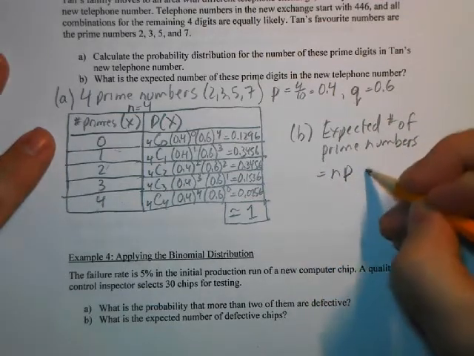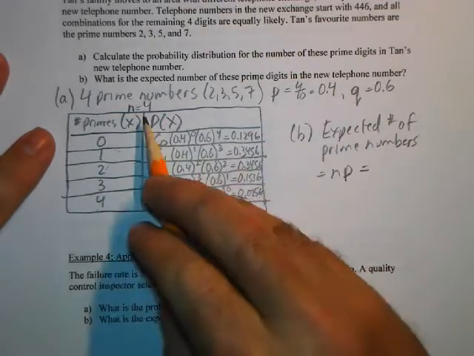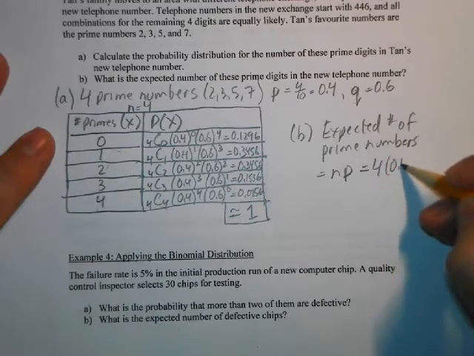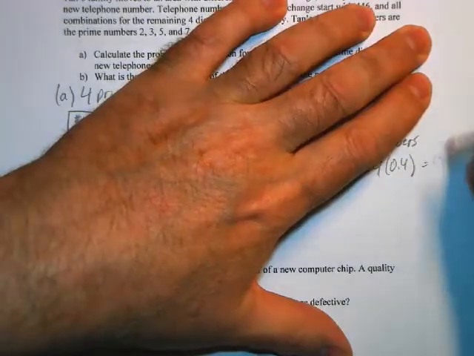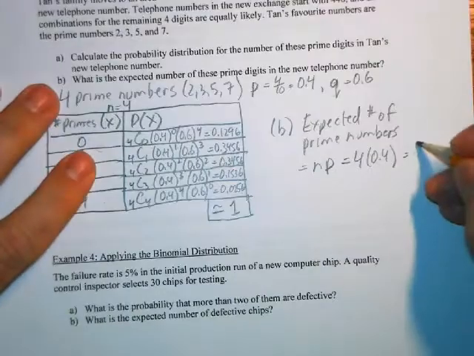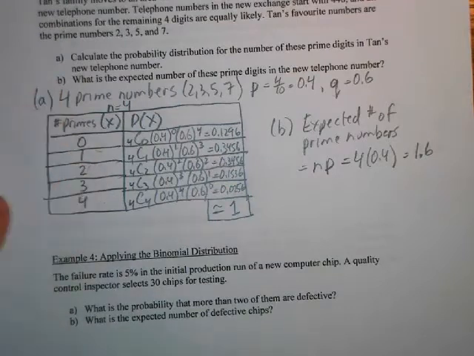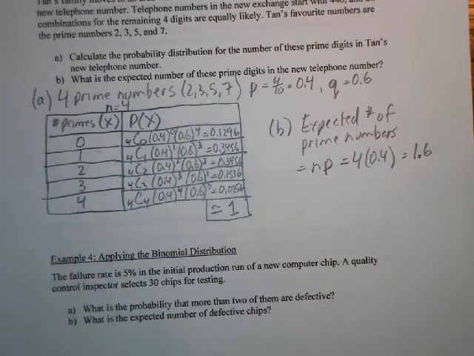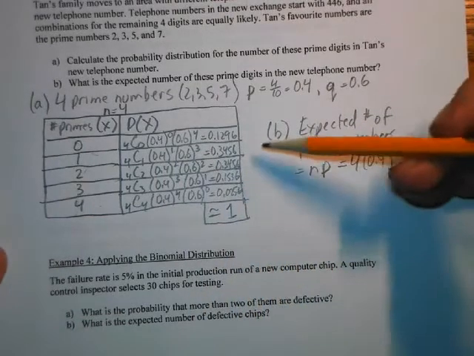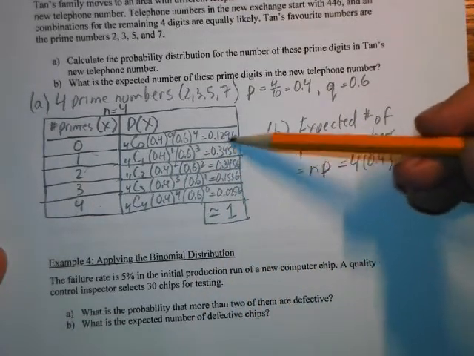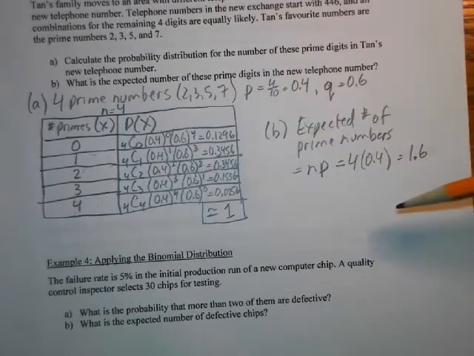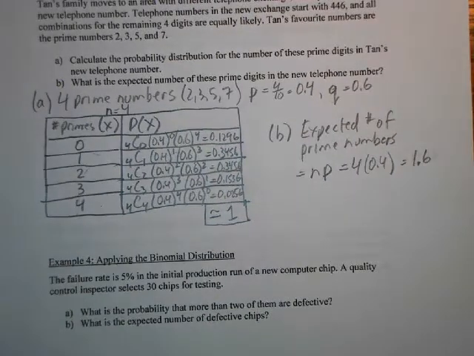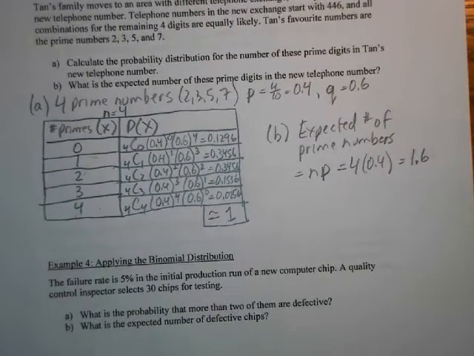Again, that's our formula, which is equal to, so our N was 4, our probability was 0.4, so that's equal to 0.16. So 16%. Oh, I did that wrong. 1.6. And it's not a percent. It's the expected number of prime numbers in your 4-digit phone number. Okay, and you can kind of see that 1 and 2 are the most popular, so you would expect the value to be somewhere between 1 and 2, and it is. Okay, so that's it for example 3.